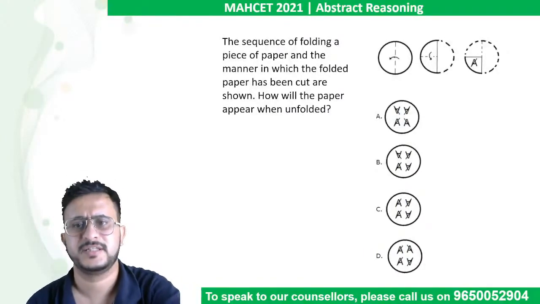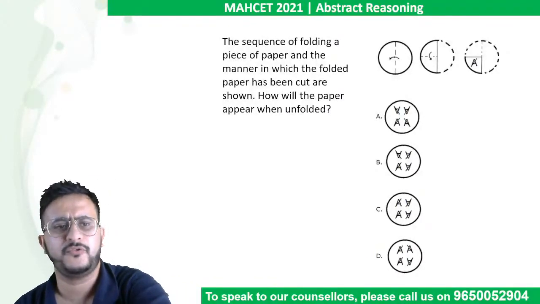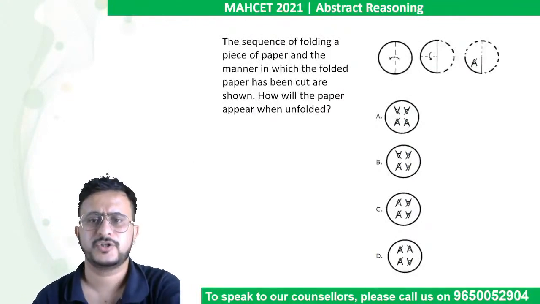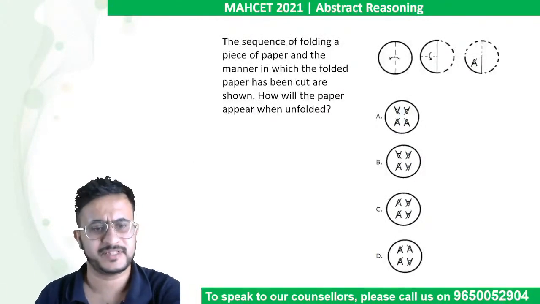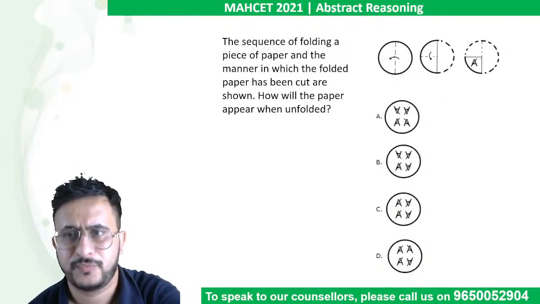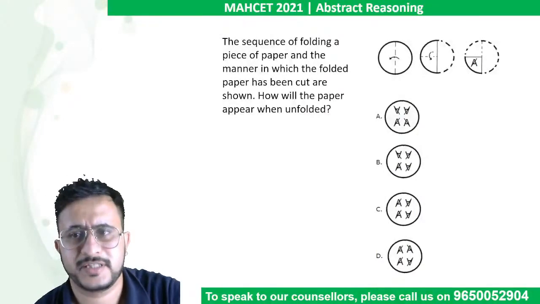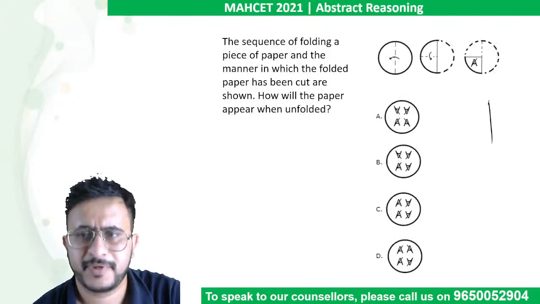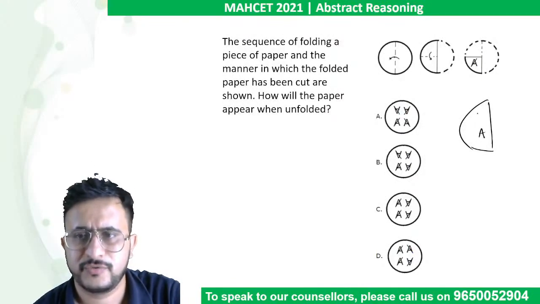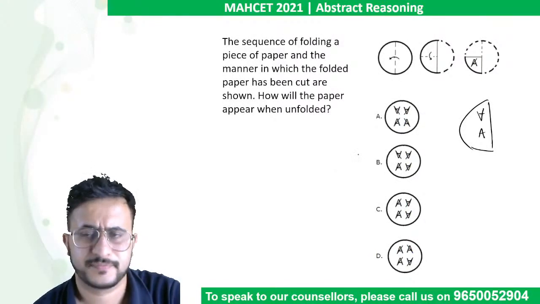Okay, so let's see this. What happens is we have folded twice. So when you open it, you just go in the reverse direction. Now, you first folded this, so when you unfold it, what will happen? You will get two A's, right? So one A like this. So you will get a reverse of this, right?